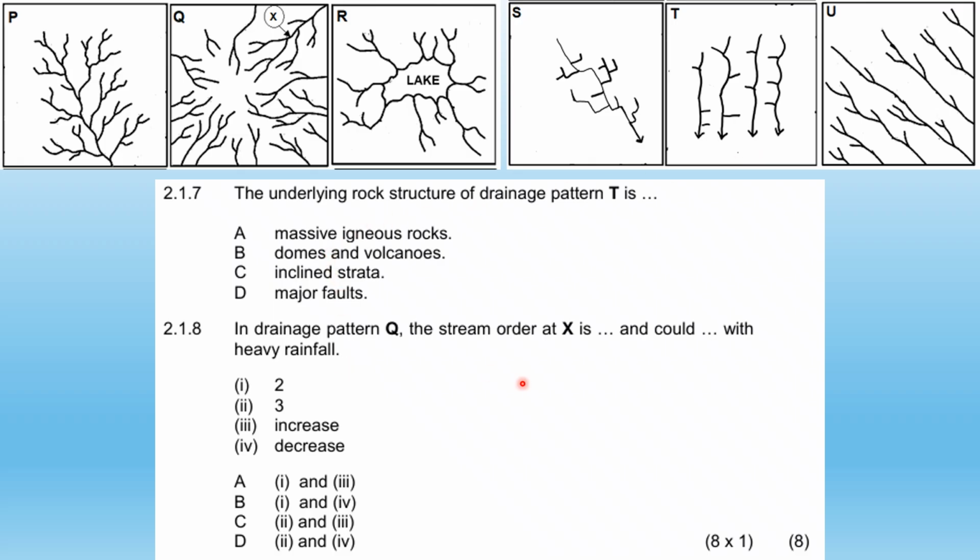So option C. 2.1.8, in drainage pattern Q, the stream order at X is, and could with heavy rainfall. So if you look at point X, the stream order there would be 1 and 1, 1 and 1 gives us a 2, and 2 and 2 gives us a 3, so Roman numeral 2, and with heavy rainfall the stream order is likely to increase. So Roman numeral 2 and Roman numeral 3 are correct, and so that then gives us option C.